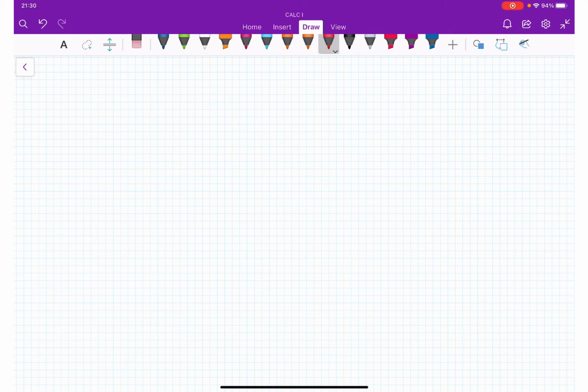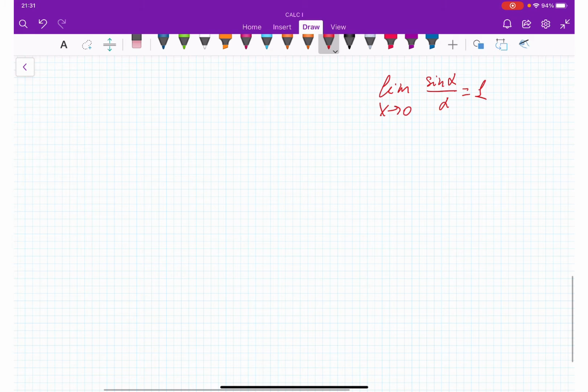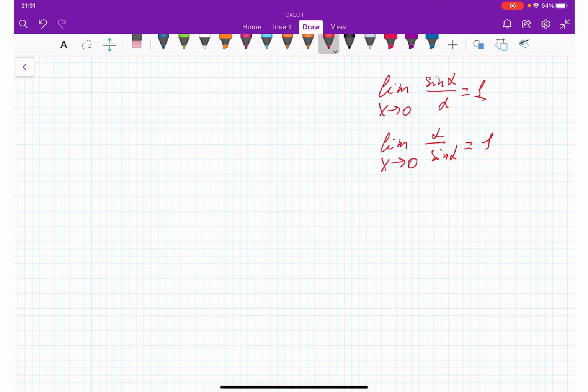Okay, this time we are going to practice a very famous limit that looks like: limit as x approaches 0 of sine alpha over alpha is equal to 1. Sometimes this formula can look like limit as x approaches 0 of alpha over sine alpha, and it's still equal to 1. If you don't believe me, try to prove it. It's very easy. It's not difficult at all.